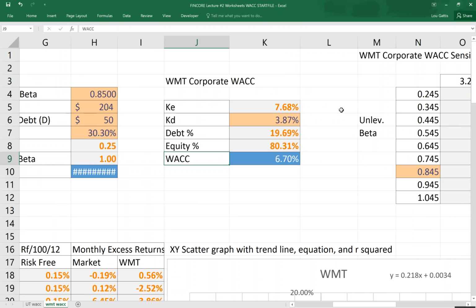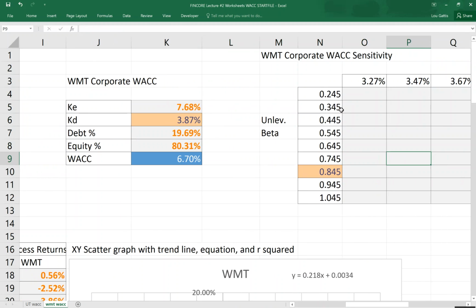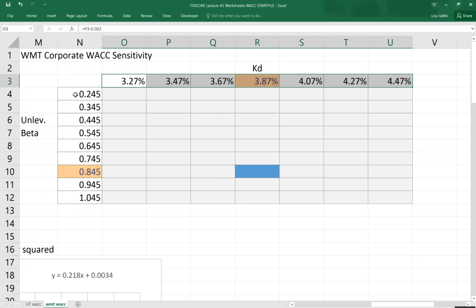Now you might be concerned, we had to make a lot of assumptions on cost of debt and beta and the market risk premium. So the last thing to do is calculate a little sensitivity analysis. So let me just show you how to do a two-factor data table, that's sensitivity analysis. Now I just typed in these numbers here. What if the unlevered beta were between 0.245 and 1.045? Right, so that's my range of betas. And what if my cost of debt were between 3.27% and 4.47%? So you just type these numbers in.